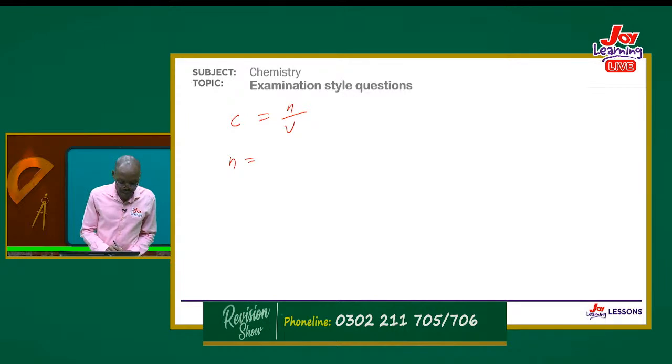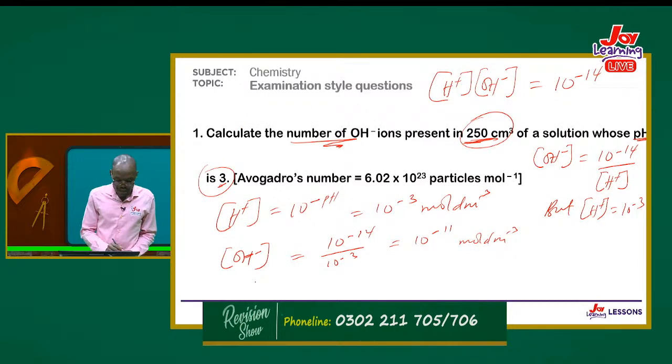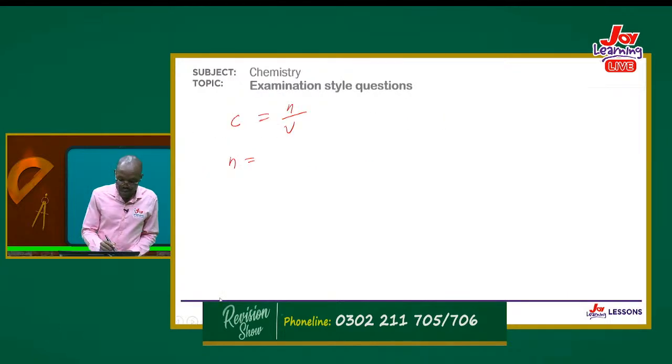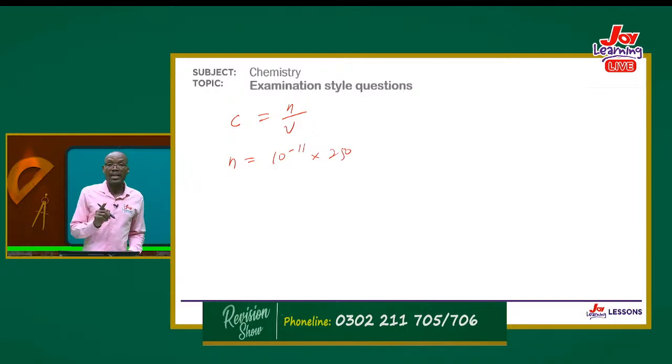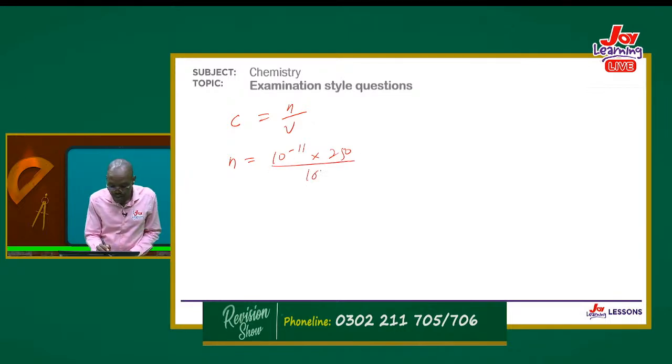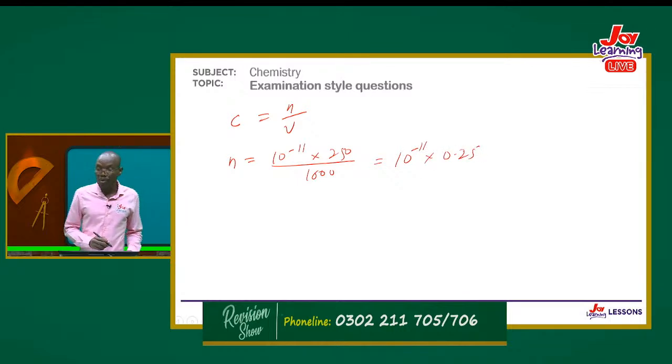So I can have the concentration, which is 10 power negative 11 times 250. And don't forget, let the 250 be in dm cubed. So I can divide everything by 1000. Or I can just have 10 power negative 11 times 0.25. That one will also work. Or I can also say 10 power negative 11.